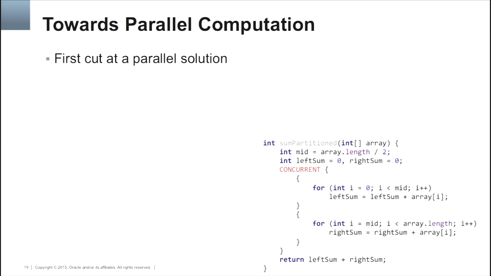So here's a first cut at a parallel solution. Instead of having a sum variable that's outside the concurrent block, I have two sum variables, a left sum and a right sum, and I make sure that the first arm of my concurrent block only touches left sum, and the second arm only touches right sum. Well, now I don't have data races, because only one task at a time is accessing each of these variables. This isn't necessarily how you would want to write it, but it guides us in the direction we want to go.